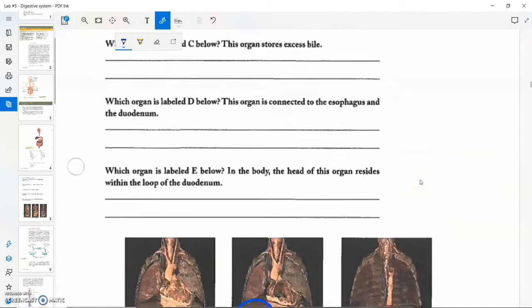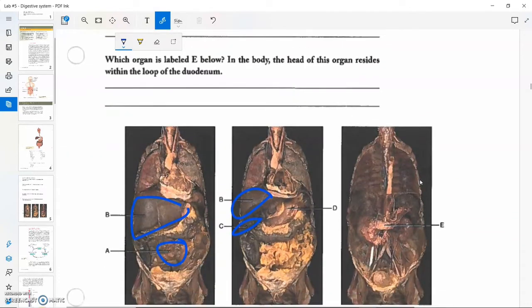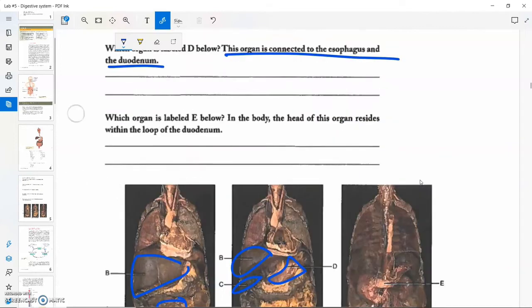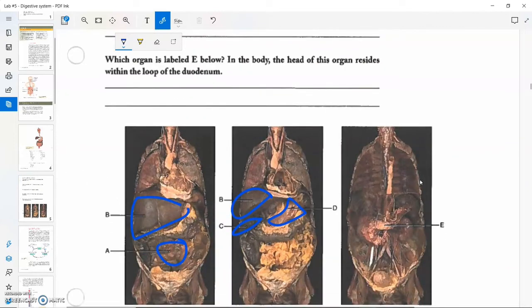And organ D is the stomach. You can get it from the hint that they give, that this organ is connected to the esophagus and the duodenum. The organ that is labeled E is the pancreas, because the head of the pancreas resides within the loop of the duodenum.